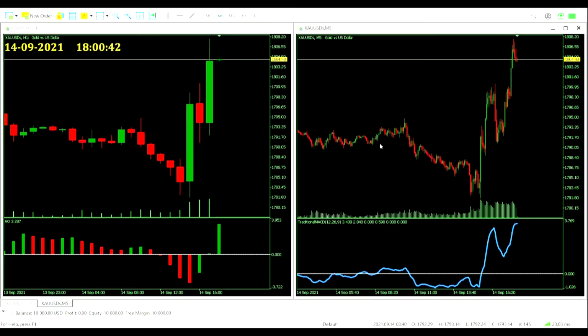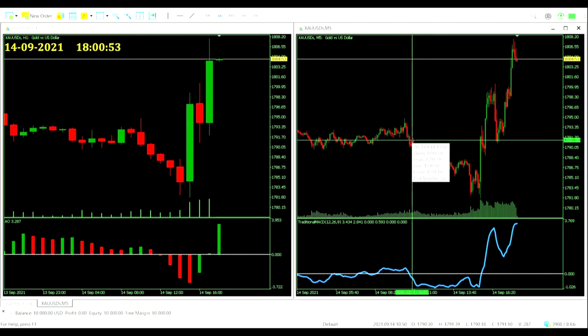Pretty disappointing in the sense that we were playing ping pong from where our 1 hour chart was compared to our 5 minute chart. Our 5 minute chart would drag the trend in, and then the 1 hour chart would be too far behind it. Both of these would have been probably quite nice.